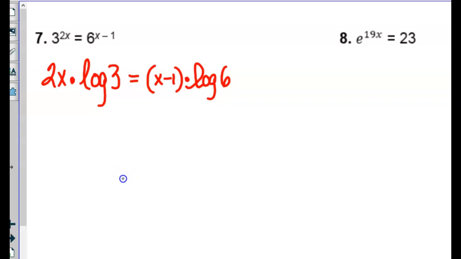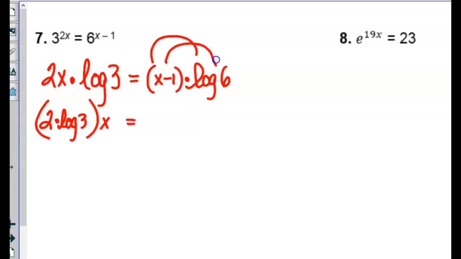What are we going to do to that mess? 2 times the log of 3 is some number, right, guys? And that's multiplied by an x. Over here, if I distribute that, I have the log of 6 times an x. Where do I put the x? Yeah, it is in front because it's not a log of 6x. The log only applies to the 6. So it's x times the log of 6. And then the log of 6 times 1 would just be minus the log of 6. Okay.